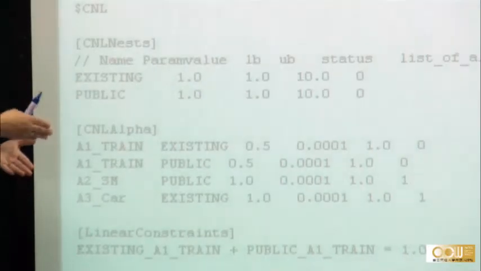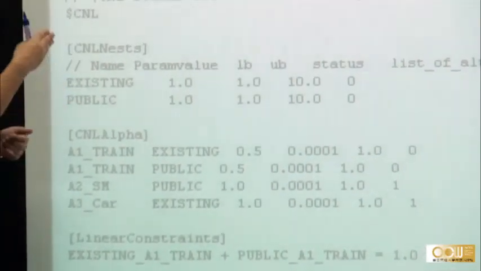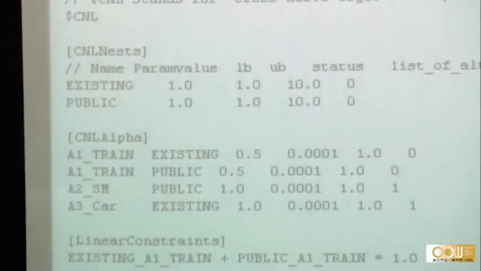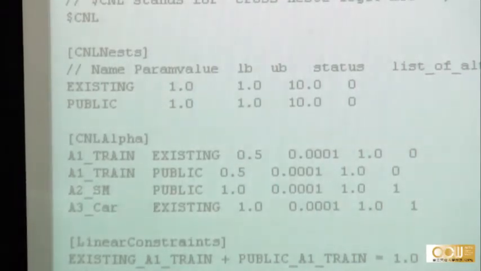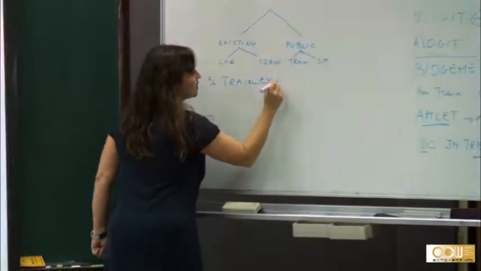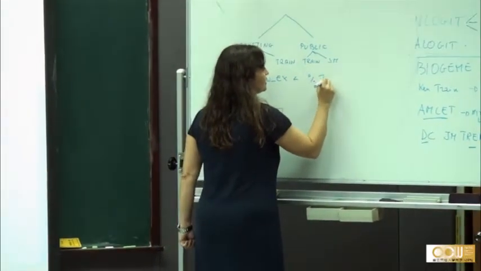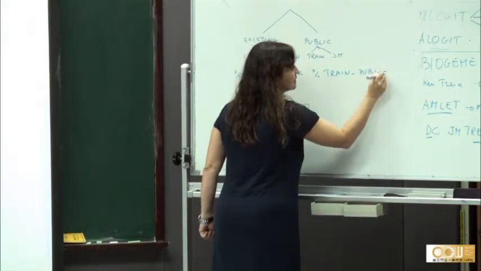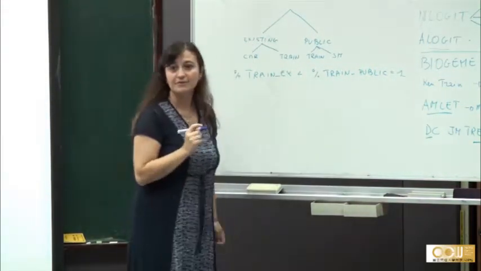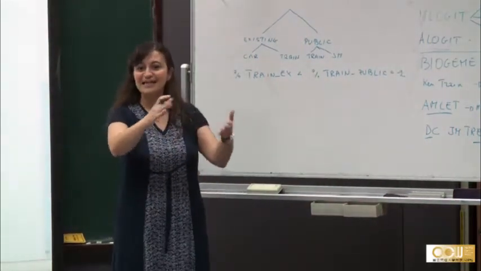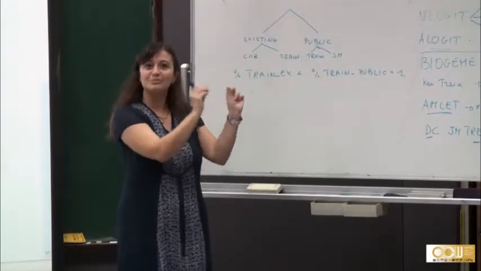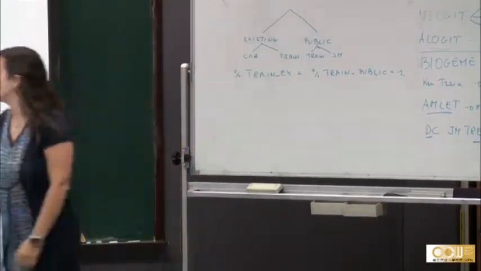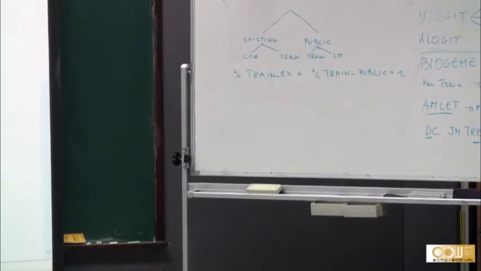the alpha of train, so this percentage of train in existing, plus the alpha of train, the percentage of train in public, this must be 1, right? Because the percentages of how much it belongs to one alternative and another must be 1. So this is what he does.